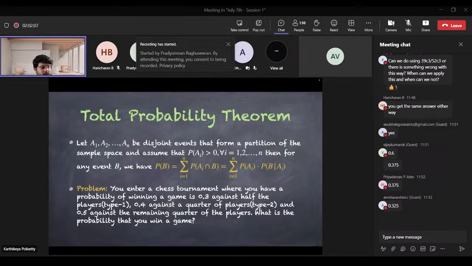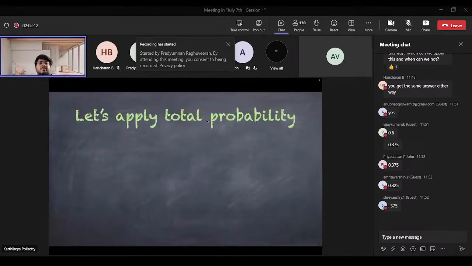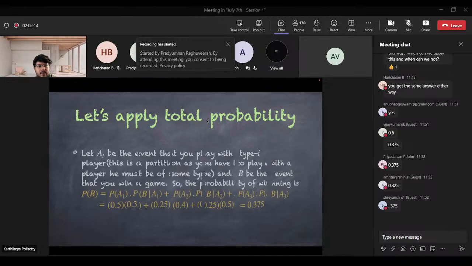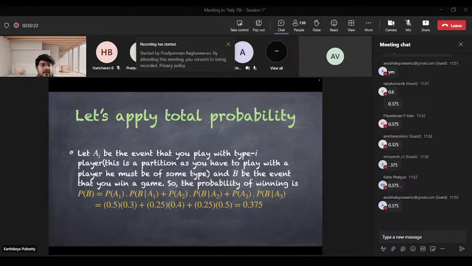0.375, 0.325, yes. So we'll see. Let's apply total probability. Let A_i be the event that you play with a player of type i. This is a partition, as you have to play with a player, and he must be of some type. Like you choose any player, he should be either type 1, type 2, or type 3. So A_i is a partition.